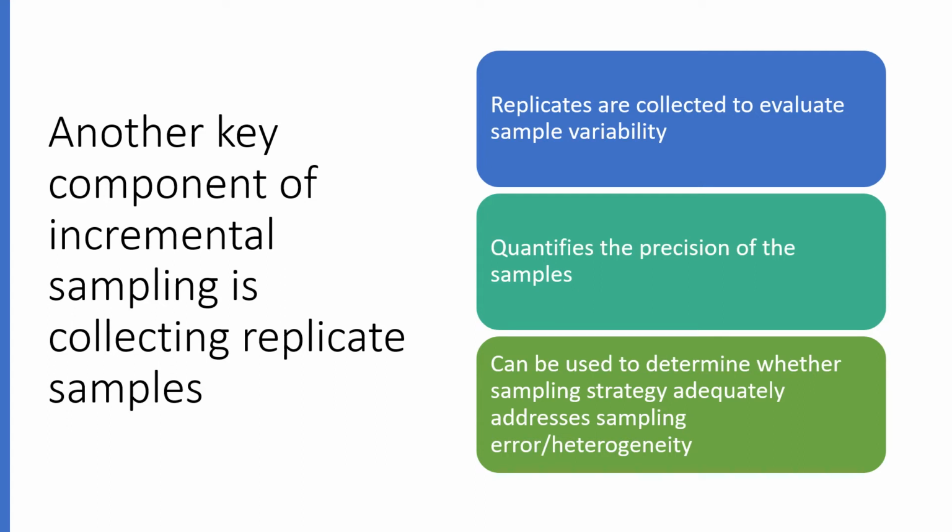Replicate samples, as the name suggests, replicate the number of increments. These use the same sampling tools. They're collected in the same manner, as many replicates as are collected in a decision unit, in order to evaluate the sample variability. We can use this quantified measure of variability to evaluate the precision of these samples. And we can use that information to determine whether our sampling strategy adequately addresses sampling error and heterogeneity that are always going to be integral to sampling in soil.